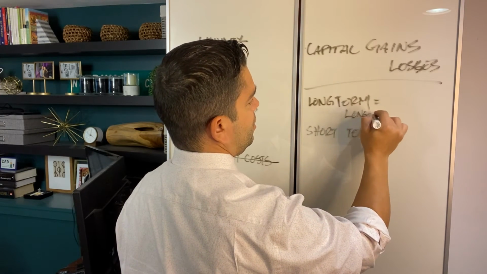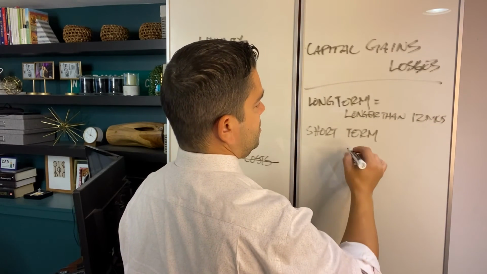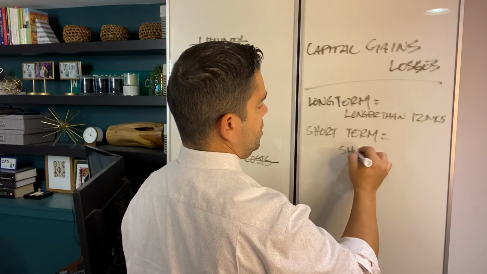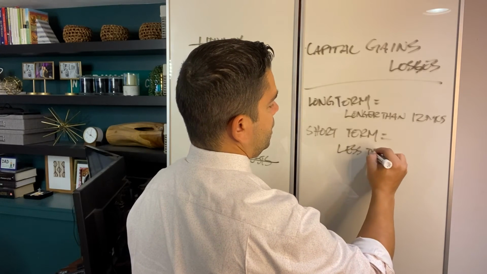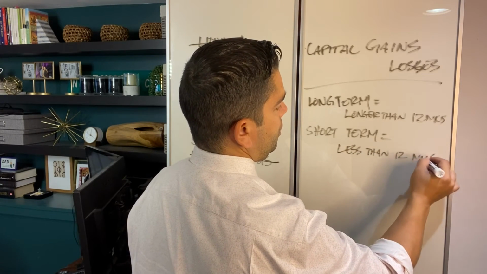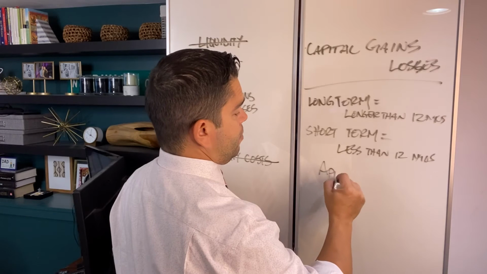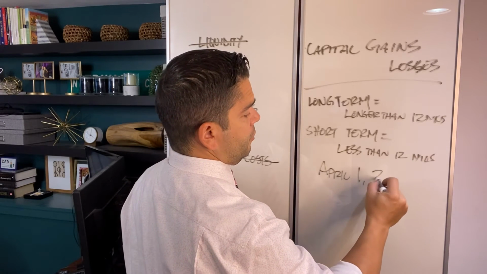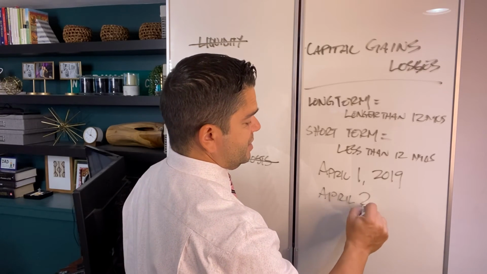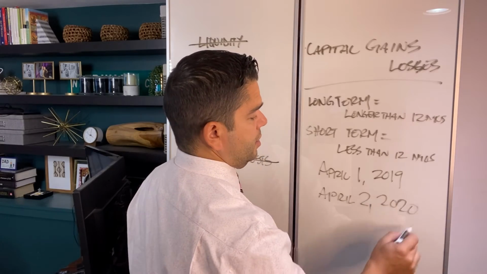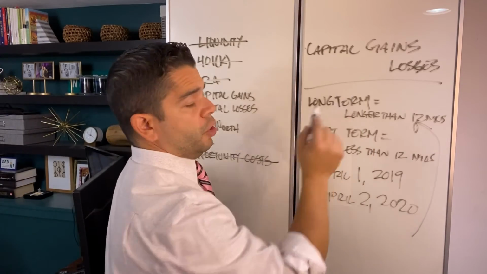Long-term is longer than 12 months. And short-term, you guessed it, is less than 12 months. So if you bought Apple stock on April 1st of, let's say, 2019, and you sold it on April 2nd of 2020, then your gains, if you made money, are going to be long-term gains.